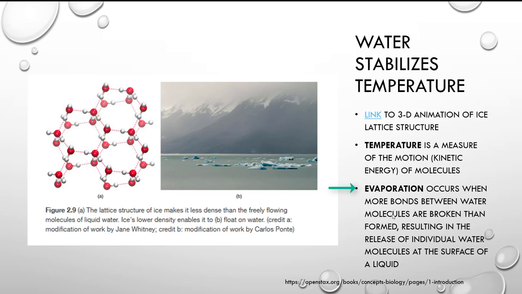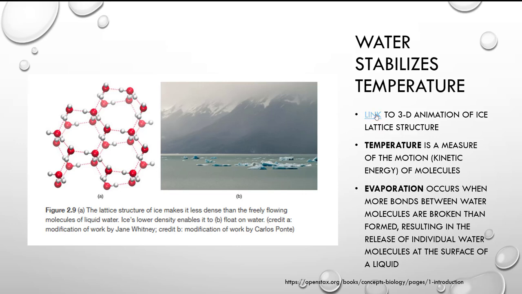So evaporation occurs when more bonds between the water molecules are broken than are formed. And so that results in a release of individual water molecules from the surface of a liquid. Okay. And then the opposite occurs when the temperature goes down. As the temperature goes down, the motion of the water molecules slows down. And as it slows down, the hydrogen bonds start to stay in place. Okay, and so if they're staying in place, they actually end up forming this lattice structure.